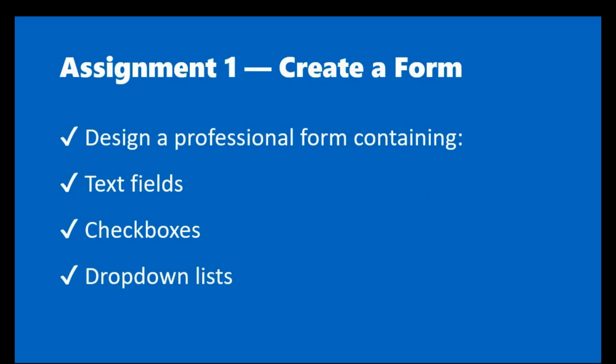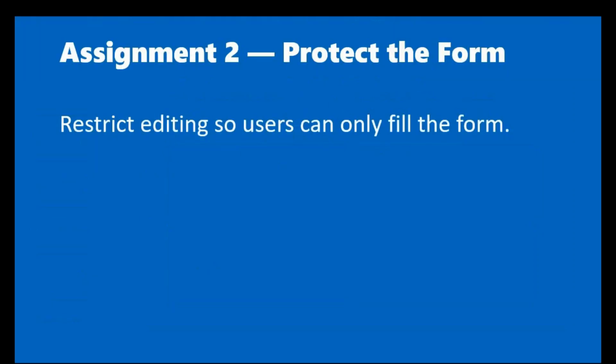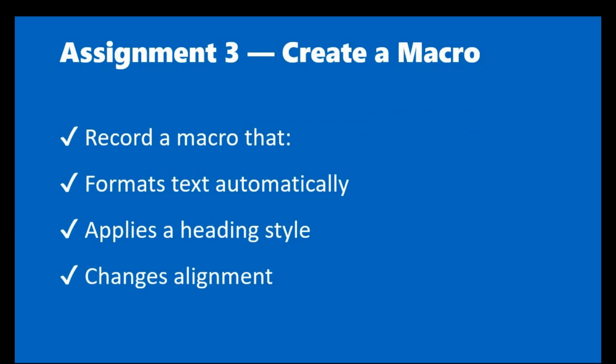Practical assignment on Module 8. Assignment 1. Create a form. Design a professional form containing text fields, checkboxes, and drop-down lists. Assignment 2. Restrict editing so users can only fill the form. Assignment 3. Creating a macro. Record a macro that formats text automatically, applies a heading style, and changes alignment.